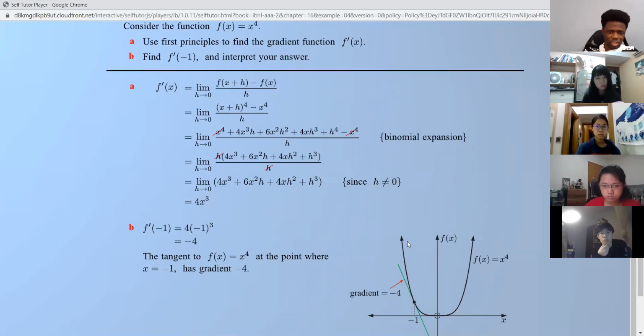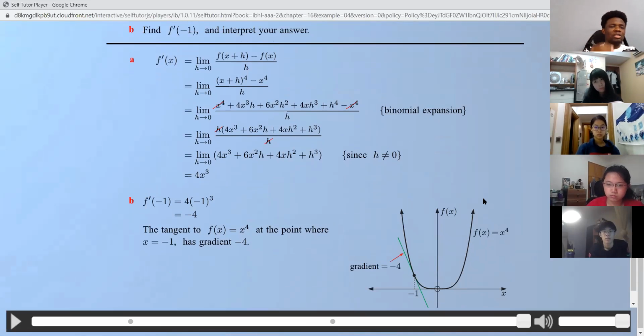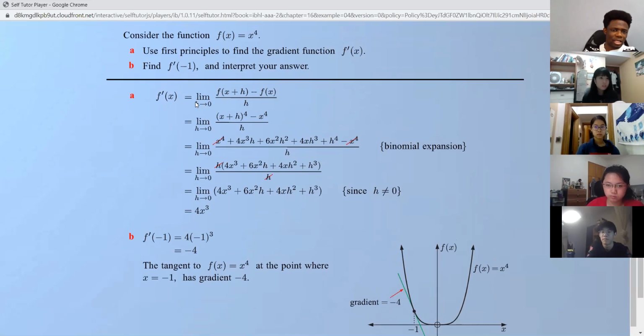The gradient of this function, x to the power 4, at x equals negative 1. Again, the gradient of this curve, the black one, at x equals negative 1 is simply the gradient of this green tangent at x equals negative 1. That we have done from middle school up to IGCSE, so it's the same idea we are adopting here. That is why when finding the gradient of the curve, we simply find the gradient of the tangent to the curve. And we have seen why this limit gives the gradient of tangent to the curve.